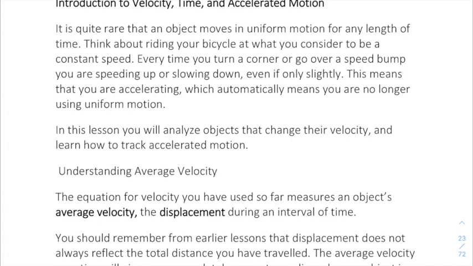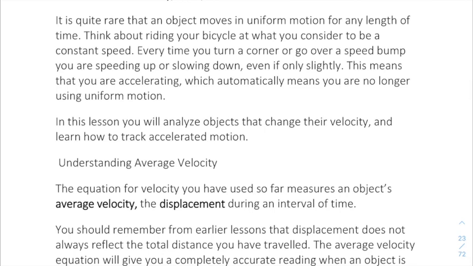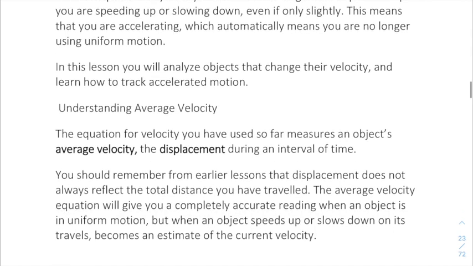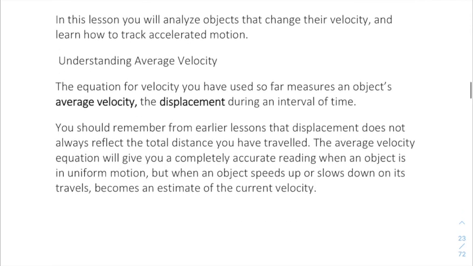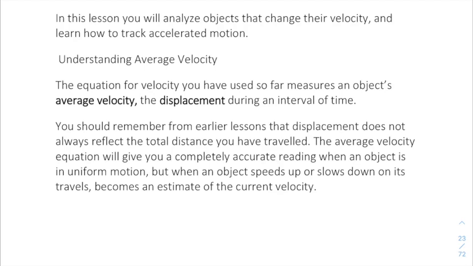So the introduction to velocity, time, and accelerated motion. It is quite rare that an object moves in a uniform motion for any length of time. Think about riding your bicycle at what you consider to be a constant speed. Every time you turn a corner or go over a speed bump, you're speeding up or slowing down. This means that you are accelerating, which automatically means you are no longer in uniform motion. In this lesson, we will analyze objects that change their velocity and learn how to track accelerated motion.